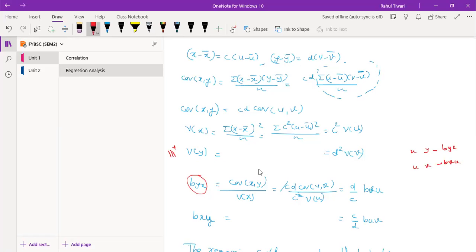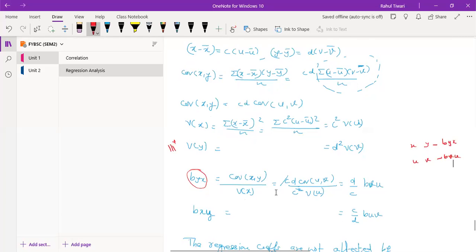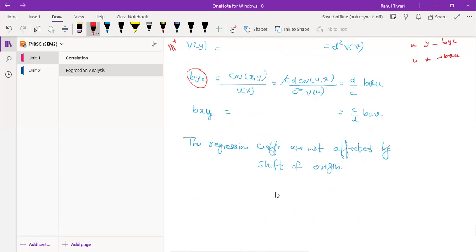You can see, so what is actually changed? What can you understand? There is no a and b term. There is no a and b term. Means that regression coefficients are not affected by shift of origin. It is not affected by shift of origin, but affected by change in scale.